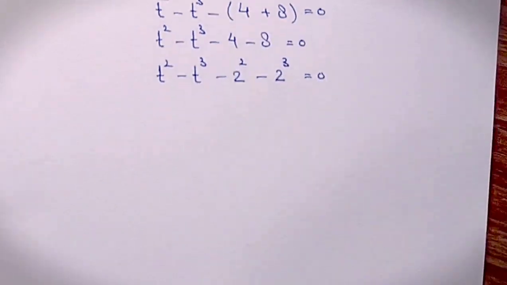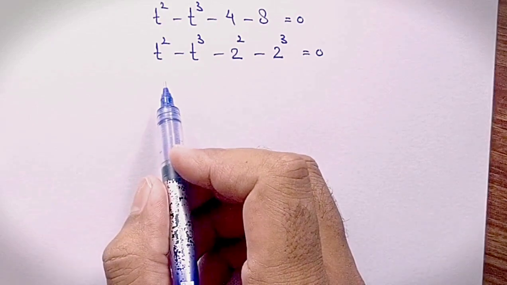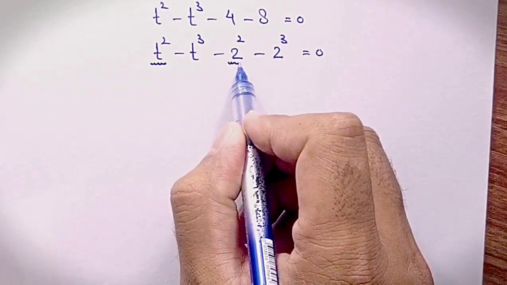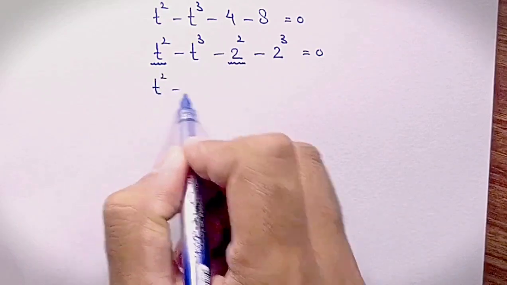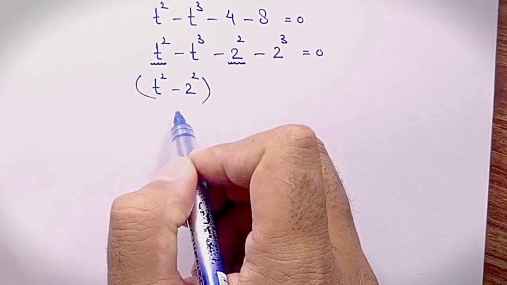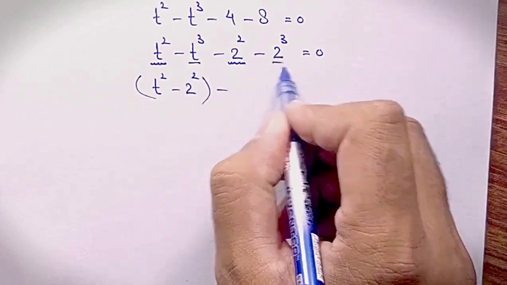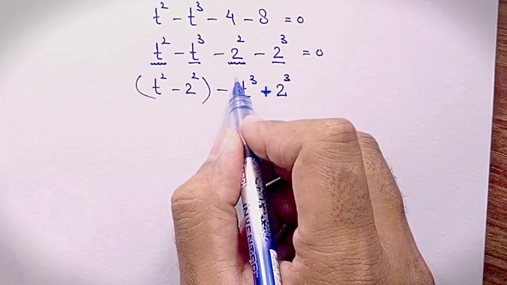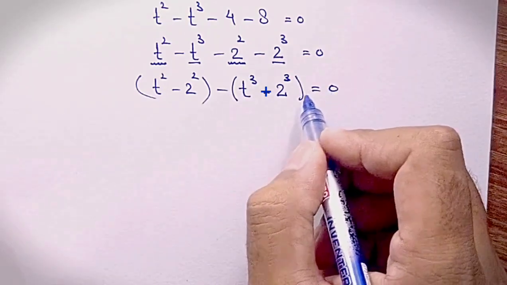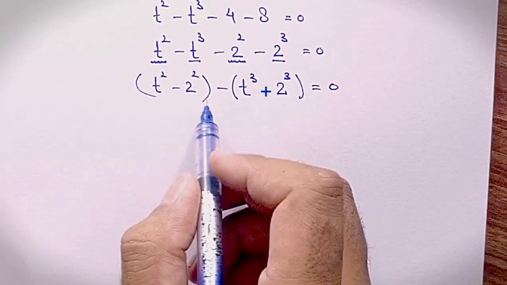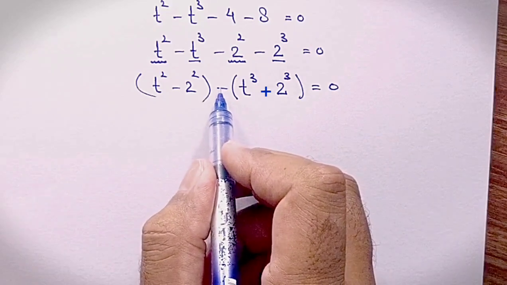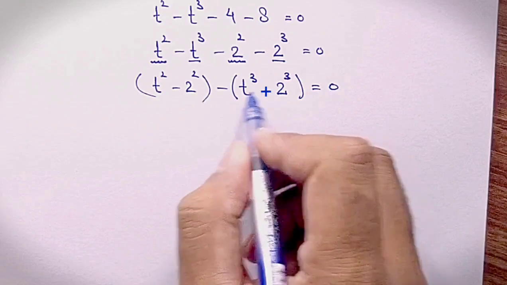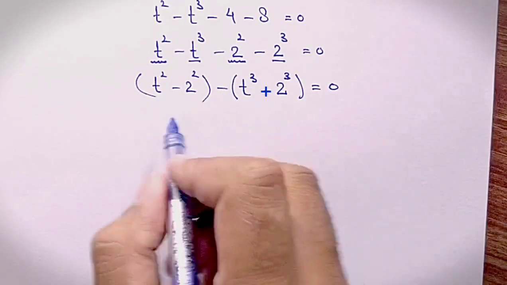Then with the same powers we place together. So with like power of 2 together, we start with t to the power 2 minus 2 to the power 2, bracket. Then with like power of 3 together, we start with minus t to the power 3 plus 2 to the power 3 equals 0. Then here we take negative outside the bracket. So minus into t to the power 3 plus 2 to the power 3 brackets equals 0.